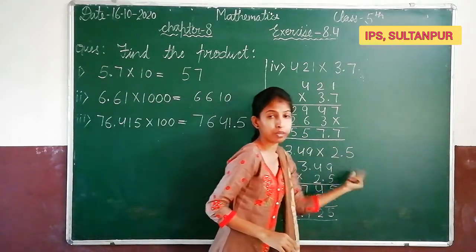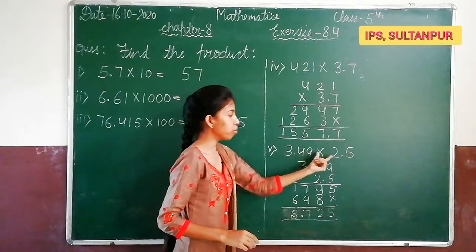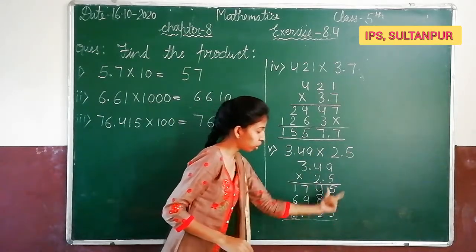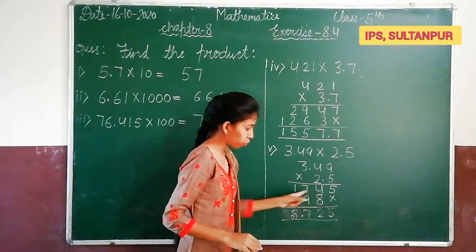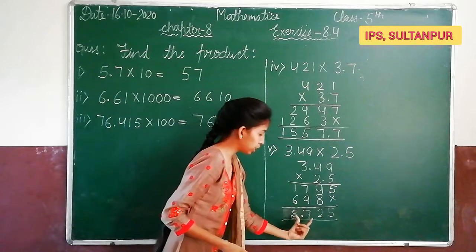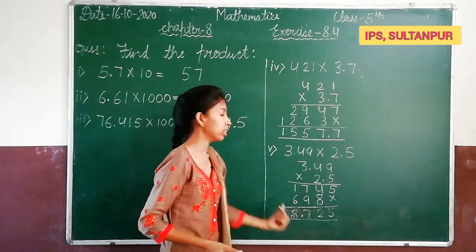3.49 multiplied by 2.5. Here the decimal is given in both parts. Firstly, we will multiply all of these. This is the total multiplication. We will not put the decimal here because we would get confused. So we will put the decimal at the end in the overall result.